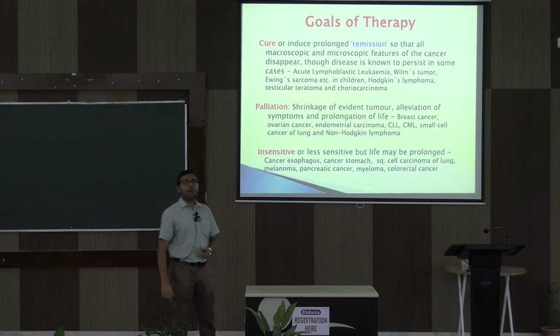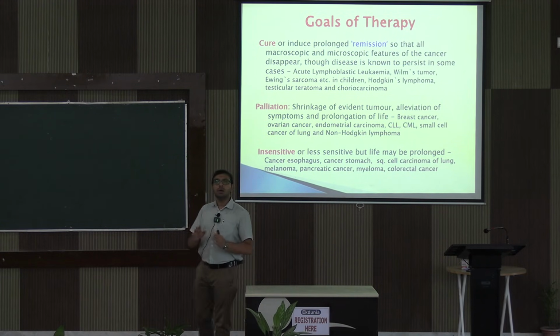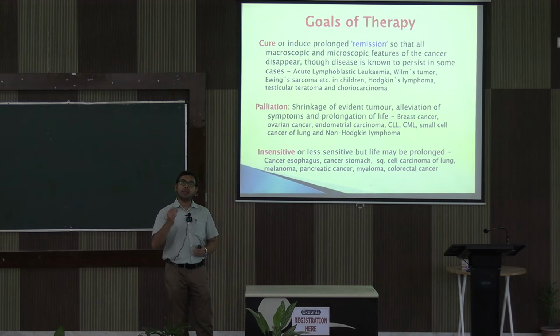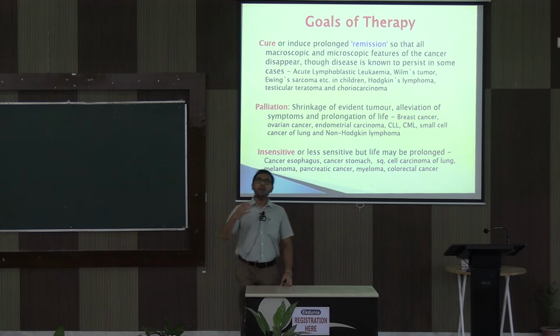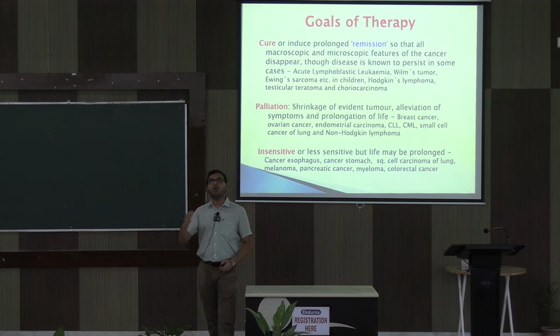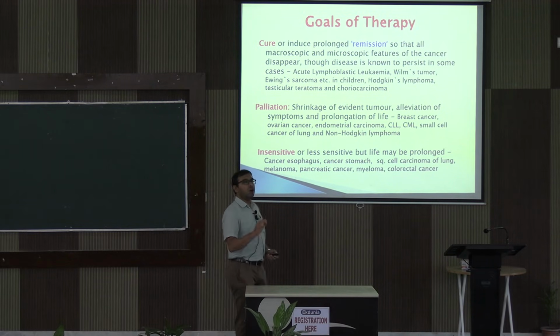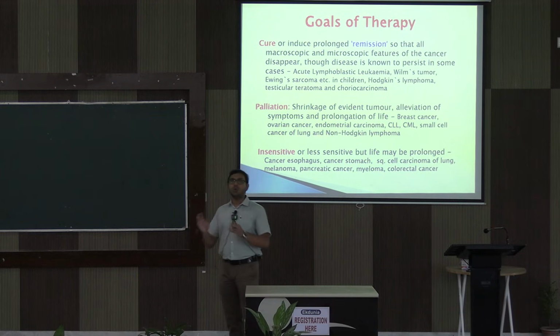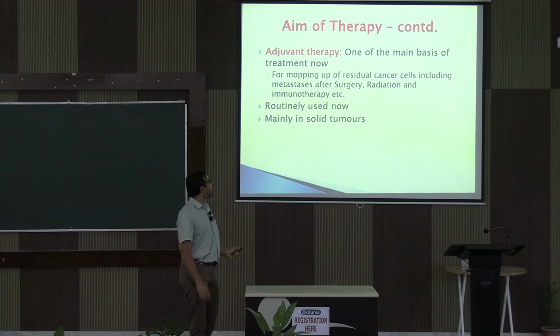So now the goals of the therapy. When a cancer happens, there are different types of cancers. Some cancers are properly curable, that is, the cancers can be cured. Some cancers can be palliated, that is, the maximum that can be done is that the quality of life of those patients can be improved, but the cancer cannot be done away with completely. Some are insensitive or less sensitive, but life may be prolonged. That is, there is no direct action on the cancer cells, but we are giving some drugs so that the life of those persons who have cancer can be prolonged.